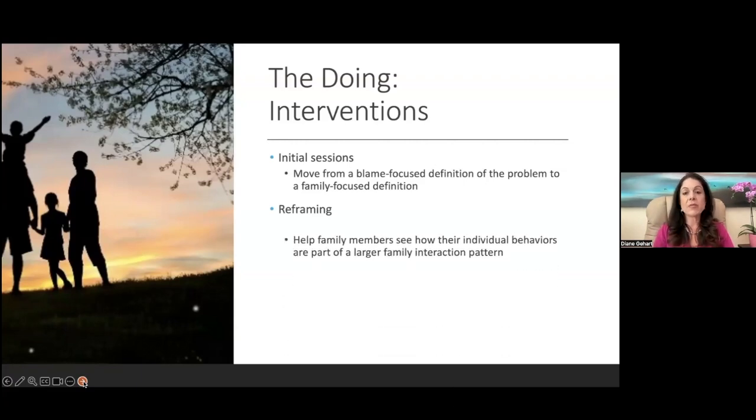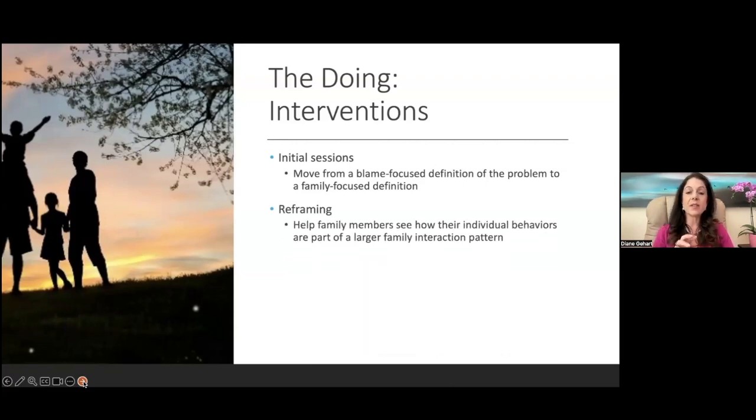And you're going to be doing a lot of reframing, helping them to see how their individual behaviors fit as part of the larger interaction pattern. So reframing maybe a child's defiance to them wanting to assert independence as they hit adolescence, right? And trying to soften some of those descriptions, reframing the parent's authoritarian, strict curfew rules, right? As a form of showing that they care and love their child, that they're invested and they want the best for them. So helping families to see that.